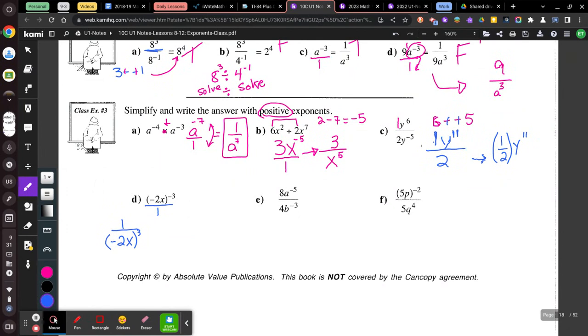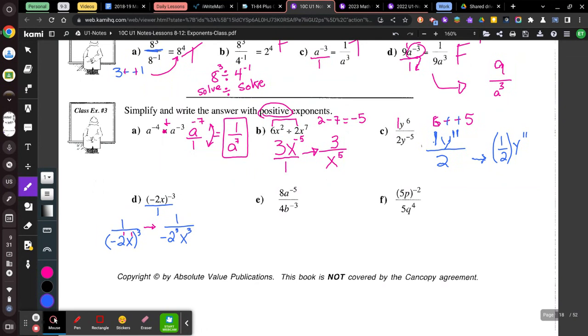And then it wants us to solve that. The only thing we can solve is putting the exponent in the brackets. Right now I've got a hidden 1 on my 2 and a hidden 1 on my x. To remove the bracket, that 3 has to multiply to both of them. So this is going to look like 1 over negative 2 cubed x cubed.